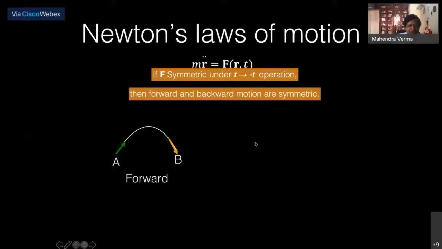So what does it mean? If I send a projectile from position A, it will go to position B, following a parabola. Now if I time reverse it, it goes from B to A. I just change the velocity at point B and it is going to go back. Now, is this backward motion realizable in a real system? Indeed, if I shoot a particle from B it will go back to A, which means the time reversed trajectory is realizable in real life.